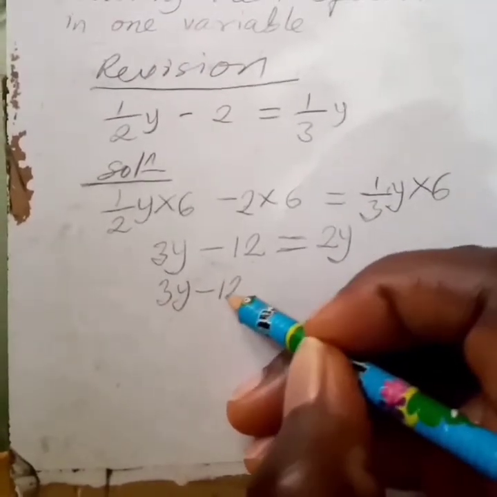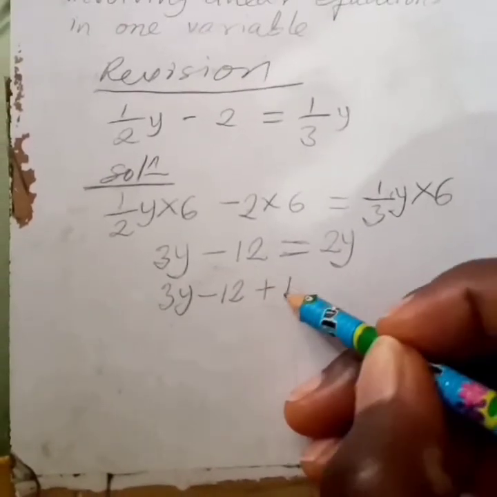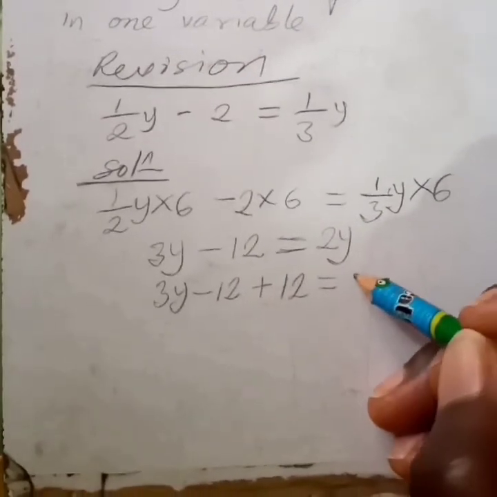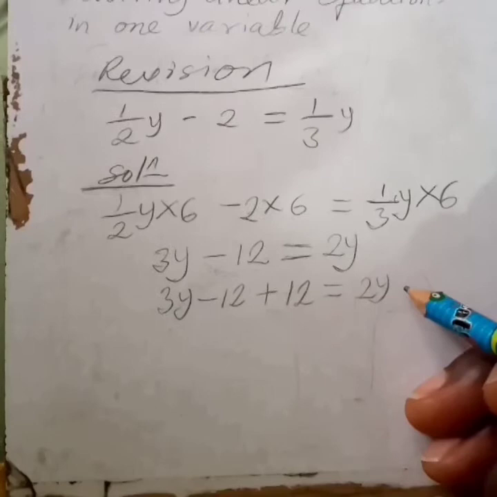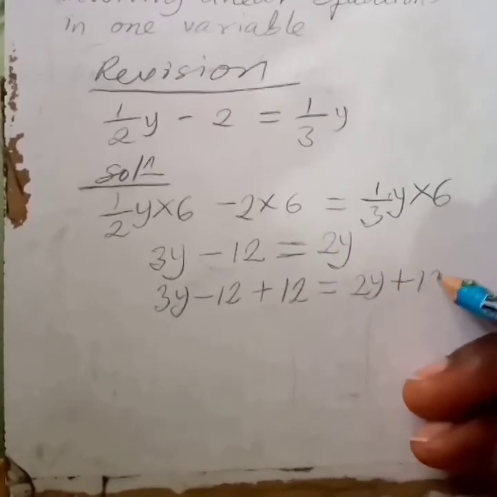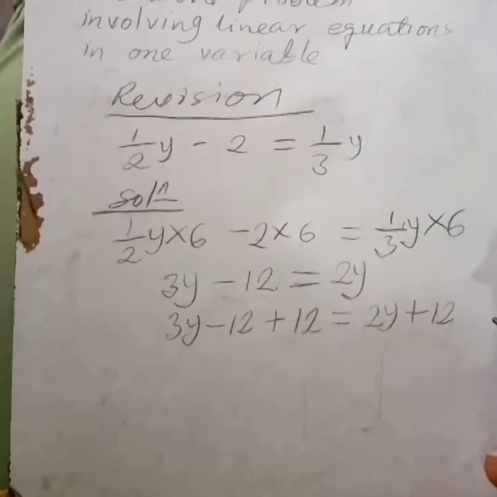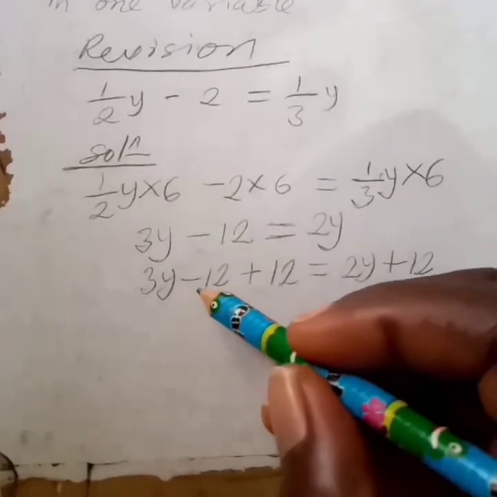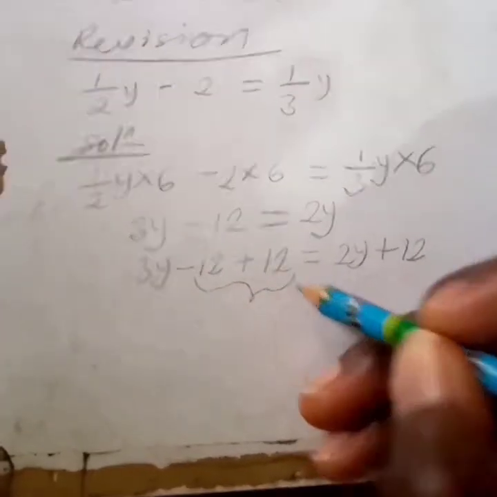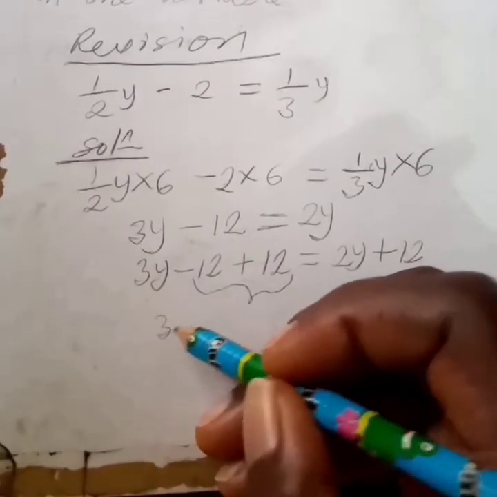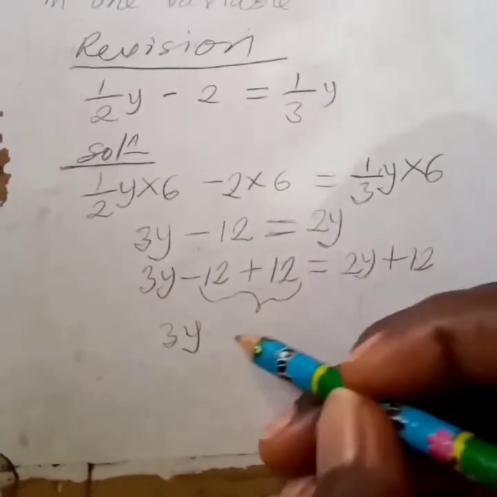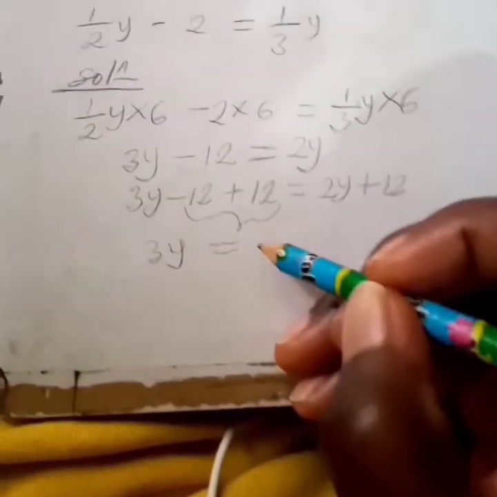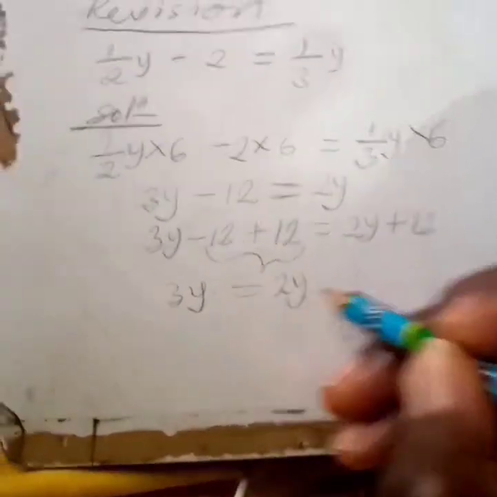minus 12, then its additive inverse plus 12, equals 2y also plus 12, because in an equation what is done to the left hand side must be done to the right hand side. Therefore, negative 12 and positive 12 would be 0. So it will be left with 3y equal to 2y plus 12.